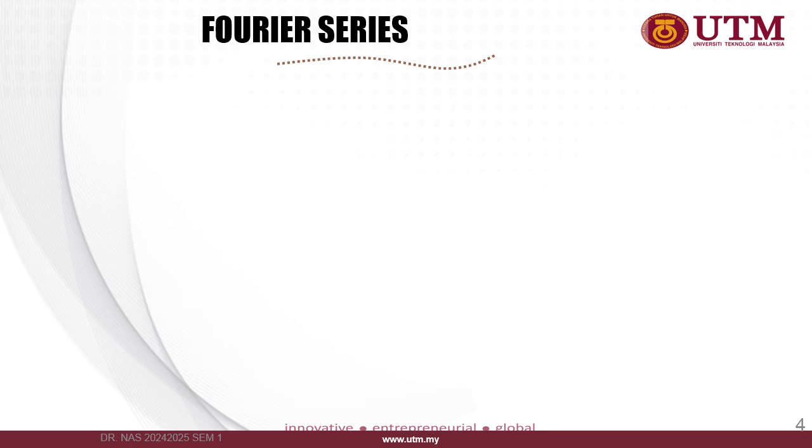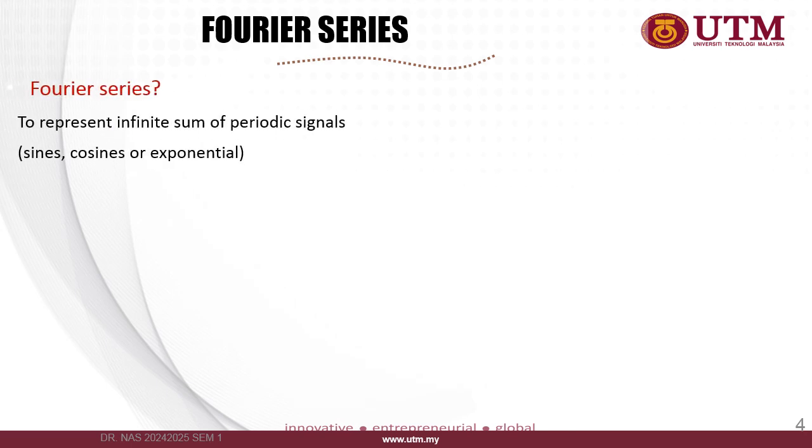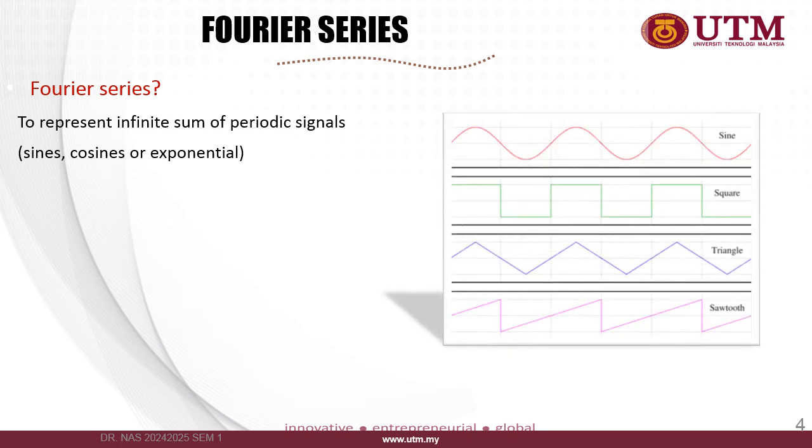So what is Fourier series? Fourier series is developed to represent an infinite sum of periodic signals, whether in sines, cosines, or exponential form. These are examples of periodic signals in different shapes. Let's recall from the first chapter, a periodic signal is basically a signal that repeats itself by fundamental period T0.